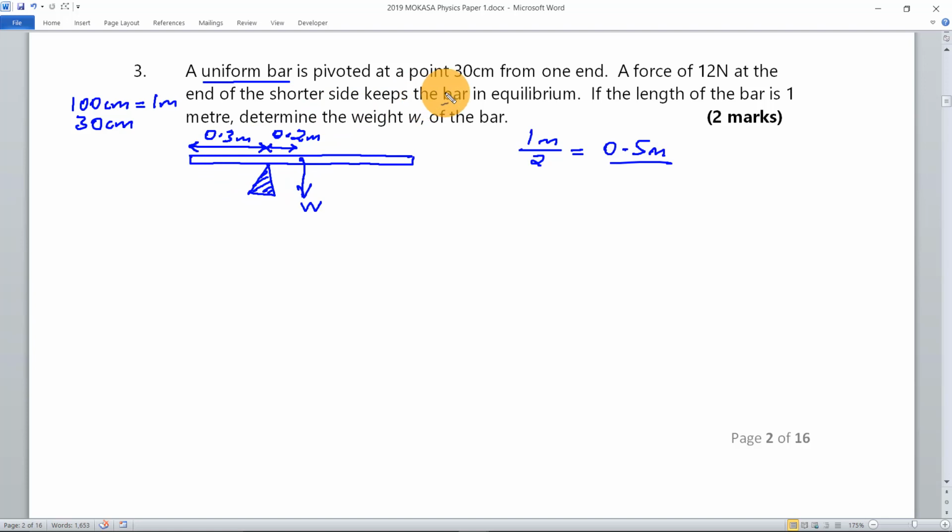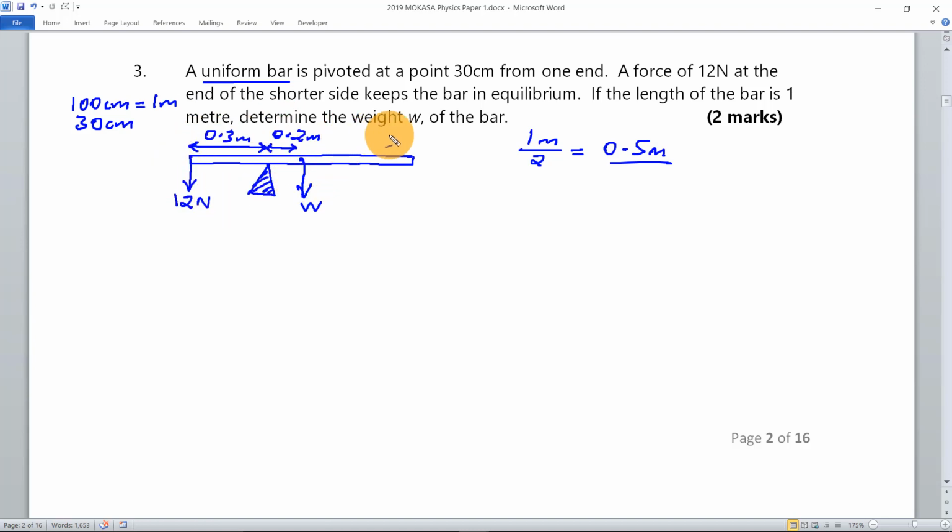Now, let's see. A force of 12 newtons at the end of the shorter side. See, this is the shorter side. It is 30 centimeters. This is the longer side. It is 70 centimeters. So, we put a force of 12 newtons at the edge of the bar at this point because it is the shorter side like we have been instructed there. 12 newtons. That's it.